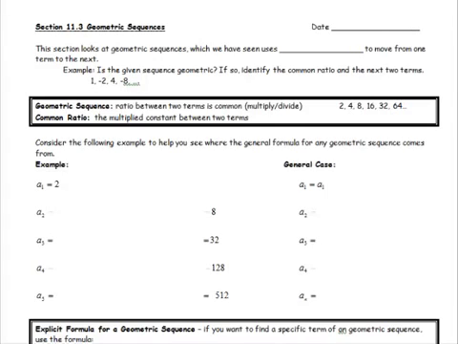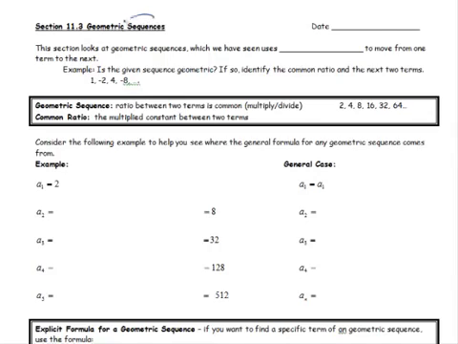This is lesson 11.3, talking about geometric sequences. And remember, when we use the word sequence, what we mean is a pattern of numbers. So when we're looking at geometric sequences, this is the section that uses multiplication to move from one term to the next.